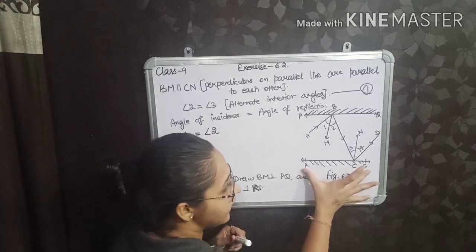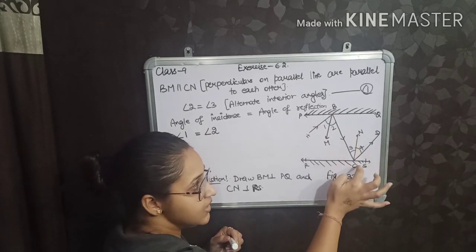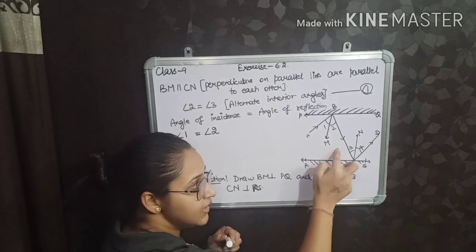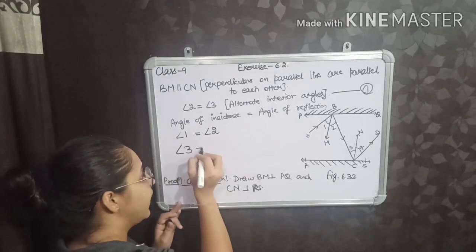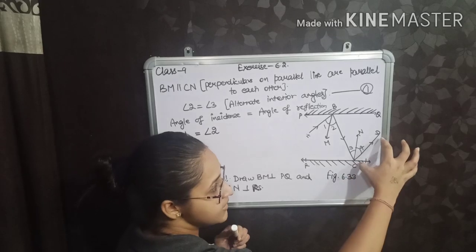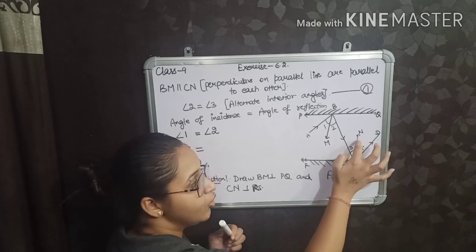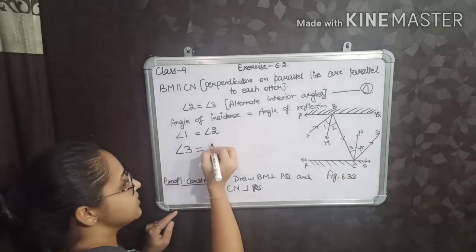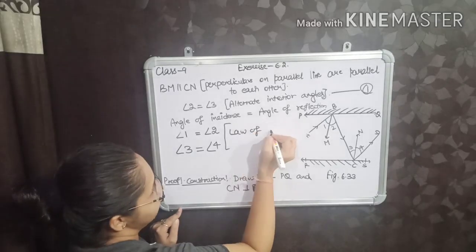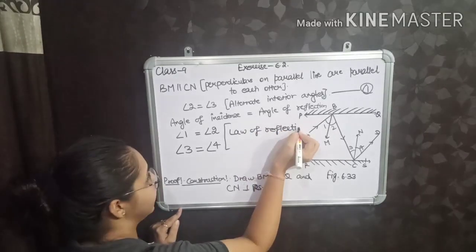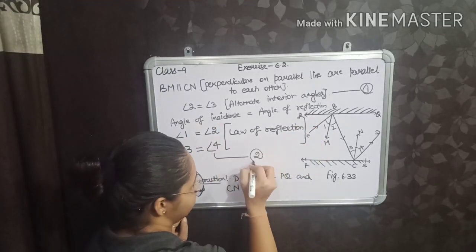Similarly, for mirror RS, angle of incidence is, now incident ray is BC, normal is CN. So angle between incident ray and normal line is angle 3. So angle 3 is incident angle, and now reflected is, CD is reflected ray, CN is normal line. So angle 4 is an angle that is made up between normal and reflected ray. So angle 3 is equal to angle 4. This is law of reflection. These two equations are named as equation 2.